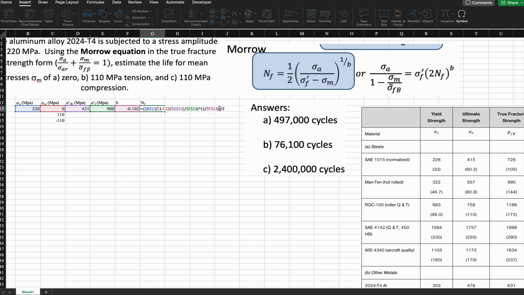Now, I don't think this parentheses is necessary, but I'm going to put it anyway just in case. I'm dividing everything by 2. I'm elevating all of this to 1 over b, where all of this is what? This sigma a, which is what we want, divided by 1 minus sigma m over sigma prime fb, divided by this part right here, which is sigma prime f. We press enter, and we get the cycles that we were expecting. Click on this, and we get all these other cycles.